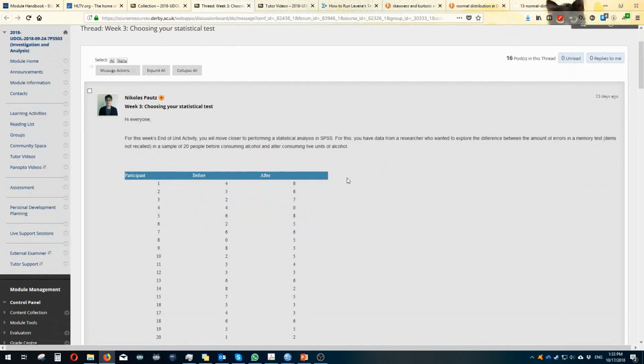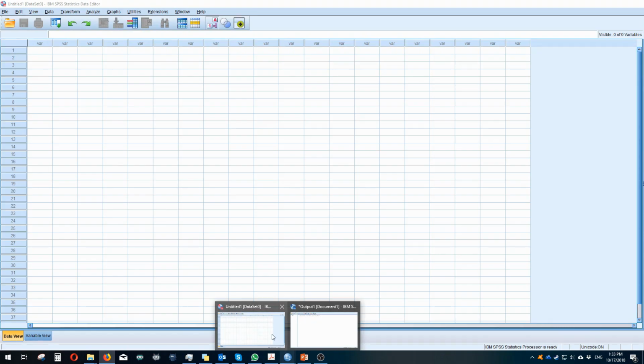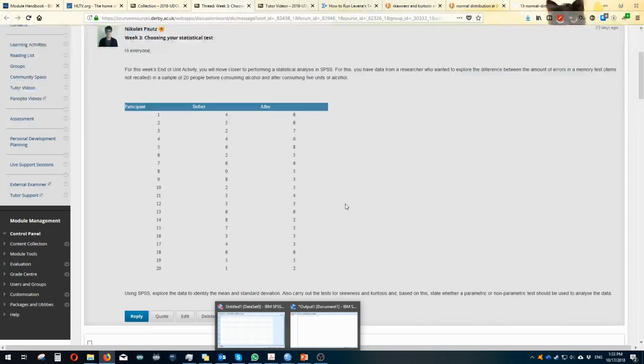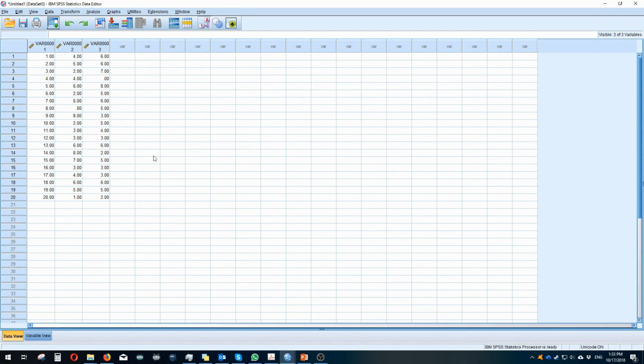The entirety of the process required for the week 3 activity, choosing your statistical test. So I just thought I'll do that quickly. Right, so the first step, of course, would be to load SPSS, a new data set. And we can just pretty much copy the data in the forum thread, go to SPSS and paste it.